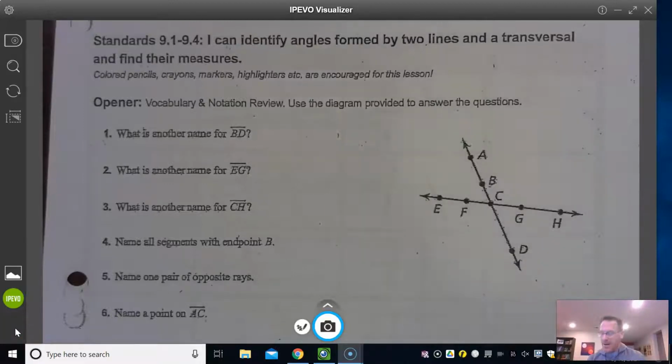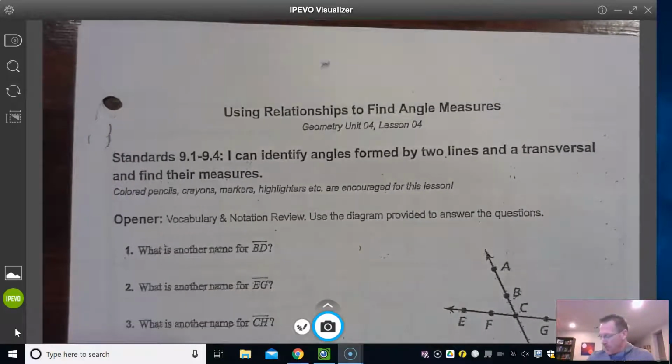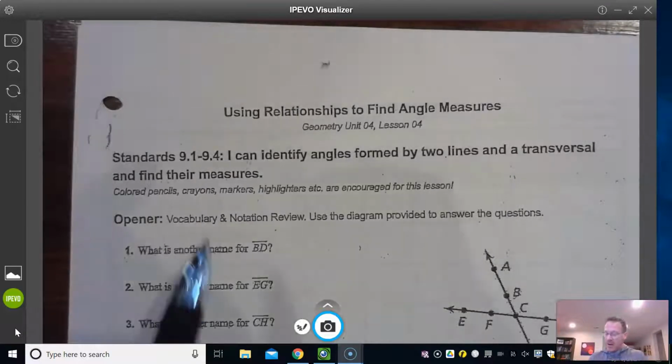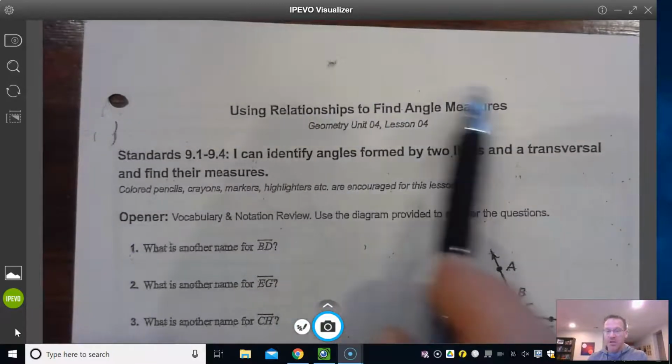All right, so we're moving forward here, and we're going to look at lesson 4, which starts on page 155 in your workbook. You just did the exploration in Desmos to discover some of these angle relationships with two lines and a transversal. You can see with our standard right here, I can identify and find their measures, and we're going to spend time today doing just that second part.